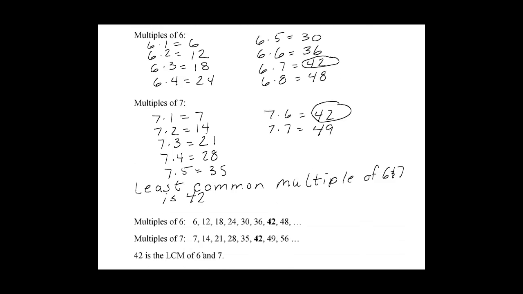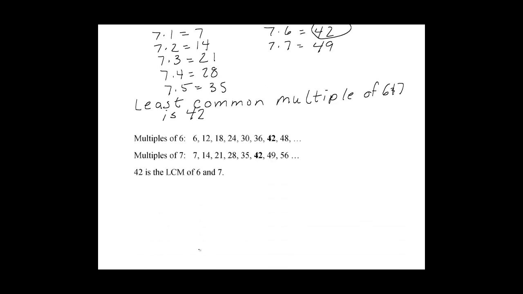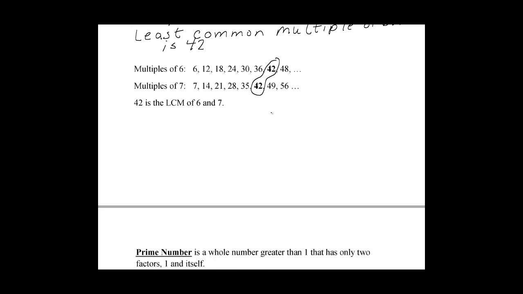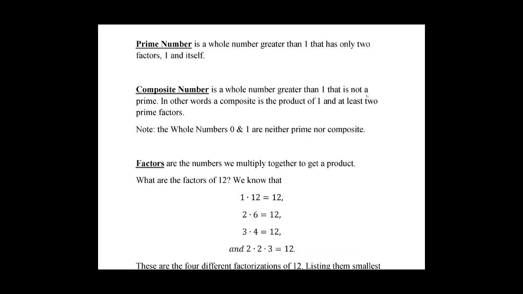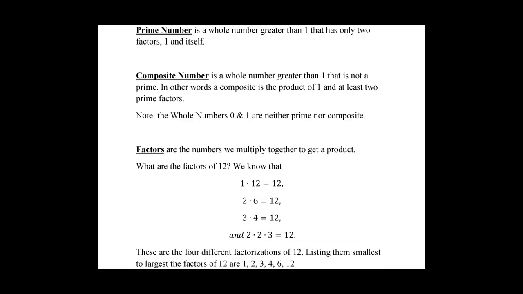We could just have listed those multiples. There are a few different ways to look at this, but first we need to remember some of our past definitions and some concepts before we go back to look at the different methods of finding the least common multiple.